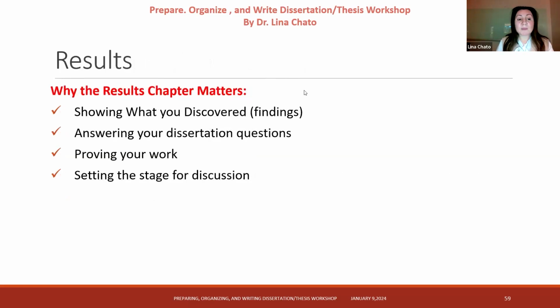Why does the result chapter matter? After the methodology, we need a result because we want to show our outcomes, correct? This is very important. You want to show what your findings are based on the methodology that you developed. Also, you show how you answer your dissertation questions. You are also proving your work. You're setting the stage for a discussion in the next chapter.